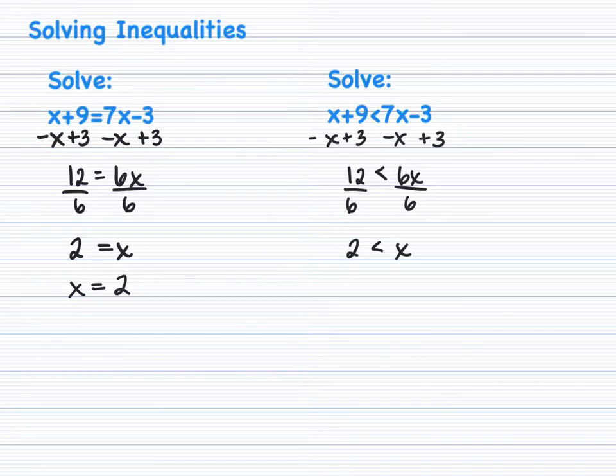Something to note that is different from this to this is if I flip this around, this says, sorry, 2 is less than x. If I flip that around, I need to flip the entire thing around. So this would be x is greater than 2. So from here to here, when I flip everything around, I flip all of it around. So these are equivalent statements. They're just said differently. If 2 is less than x, then x is greater than 2.